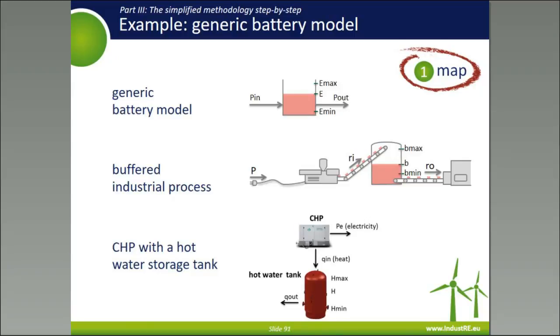Another example, which you can map on that same generic battery model, is, for example, a CHP with a hot water tank. If you make abstraction of the losses of the tank, that tank still basically is an energy buffer. So the first step you want to do is, instead of doing that complicated modeling step, you make generic reference models, and you try to see which part of your process maps on these reference models.